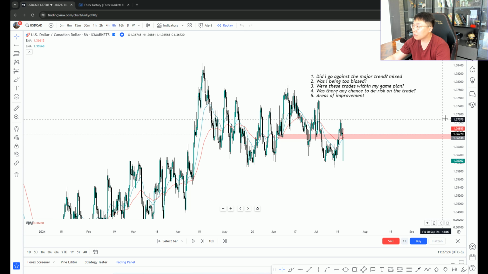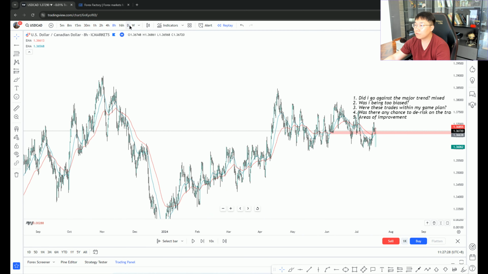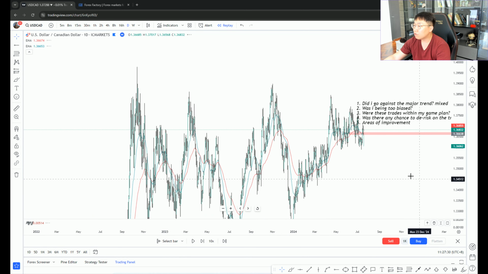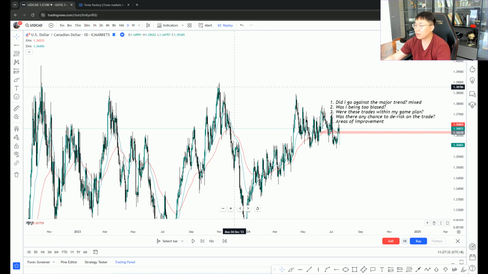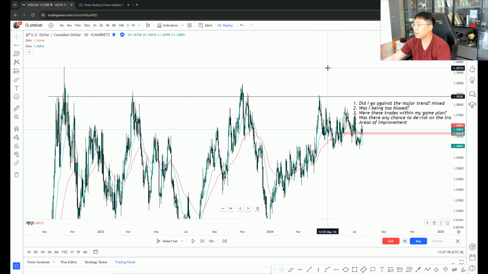But the main reason why I decided to go short on dollar CAD, if you look at the daily, was overall because market had multiple rejections at the high. That's one of the key reasons. So multiple rejections at 138.38, which is essentially that multi-month or multi-year high since 2022 September.